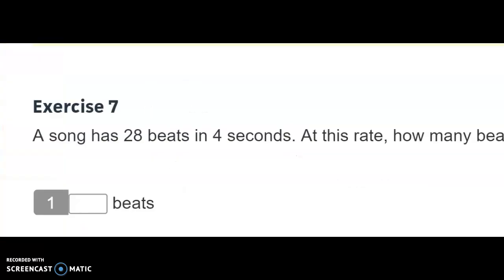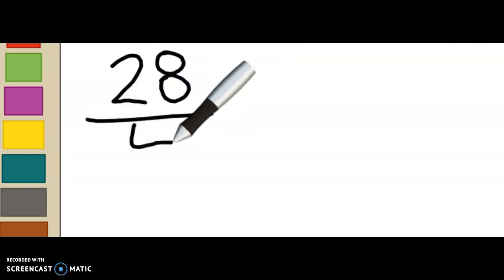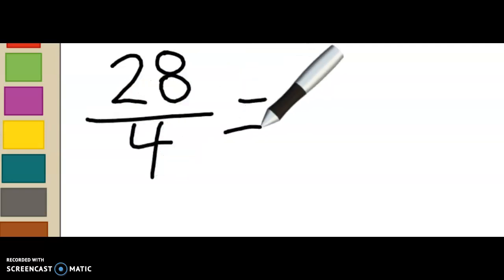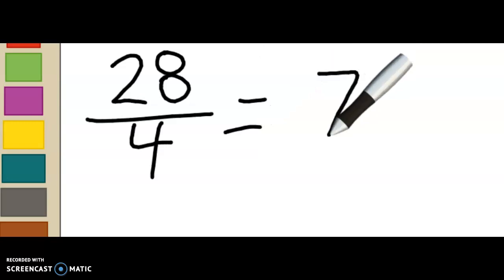Exercise 7 is identical to the problem we just did. The only thing different is that they've added another piece to it. A song has 28 beats in 4 seconds. And please make sure that you're working the problems with me so that you understand how to do it. You're not just watching and then copying my answer. Do the actual work. So 4 goes into 28 7 times.